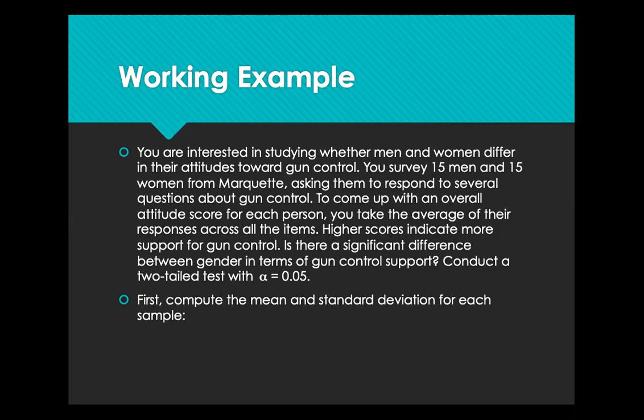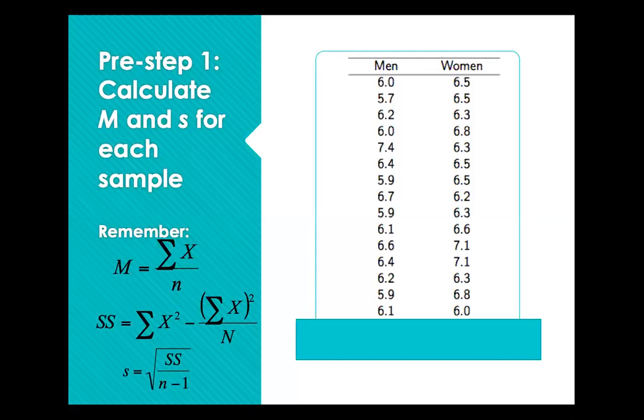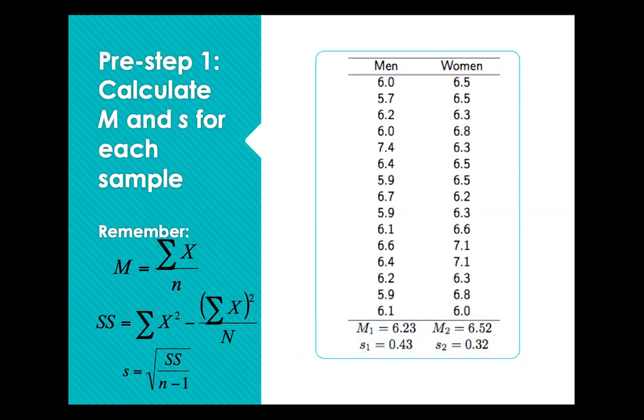And so very first, we're going to compute the mean and standard deviation for each sample. This is what I'm calling pre-step number 1: calculate the mean and standard deviation for each sample. And I've listed those formulas for you here again. This is from way back in the beginning of class, right? The mean, and the sum of squares, which is then used to compute the standard deviation. You'll have these formulas on the exam, of course, and you should remember this from early on. So there are the computed means and standard deviations for each group.